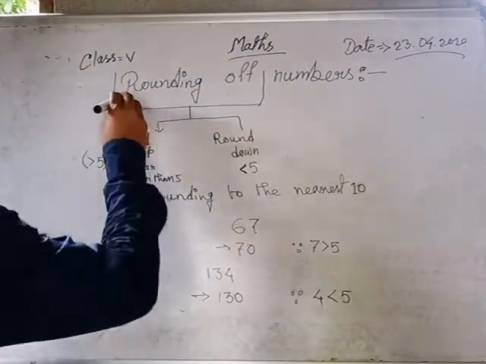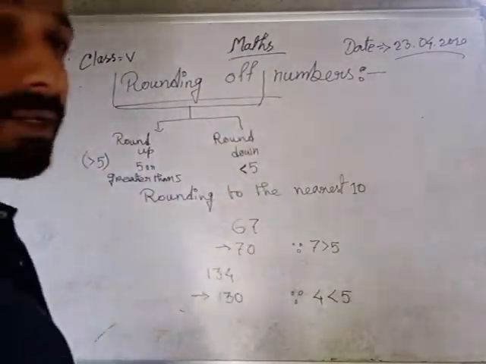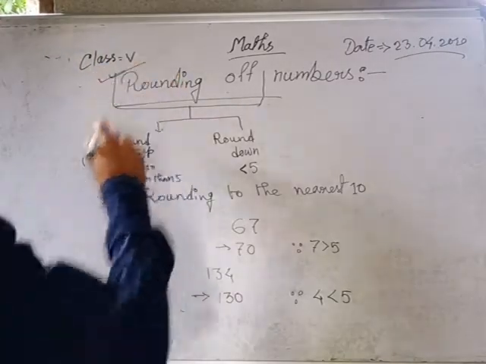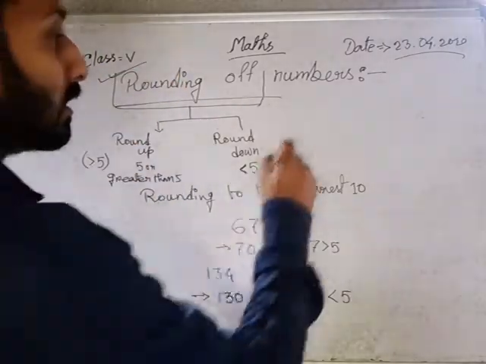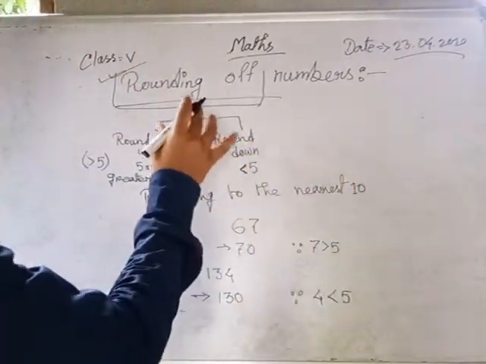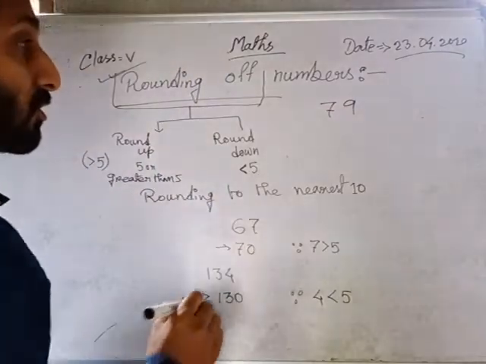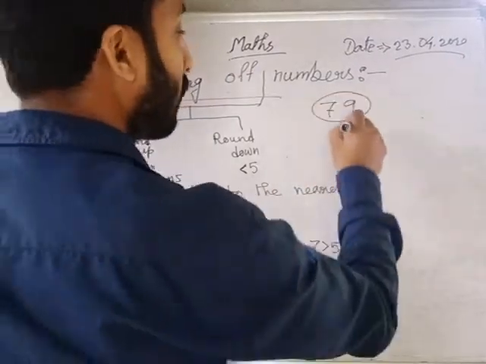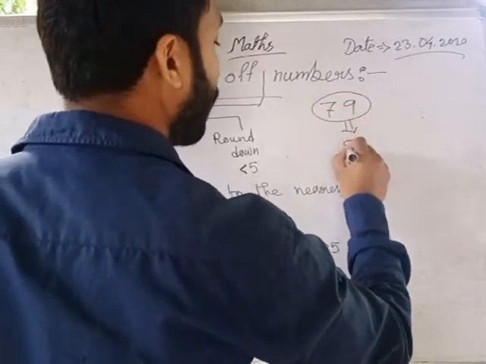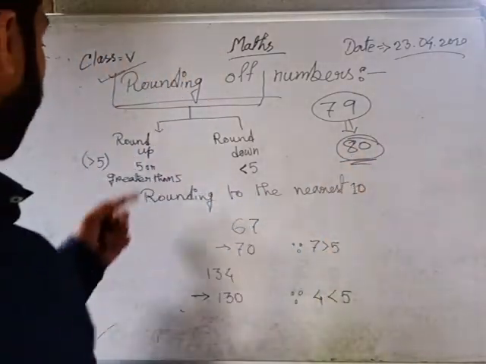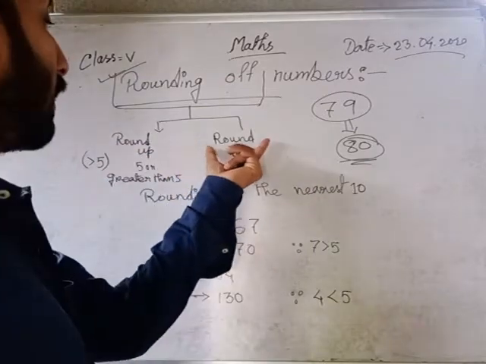Today I will discuss rounding of the numbers. What is rounding of the numbers? Rounding of the numbers is the approximation of the number. That means if it is 79, it is approximately close to 80, the nearest 10. Okay? Round up and round down.